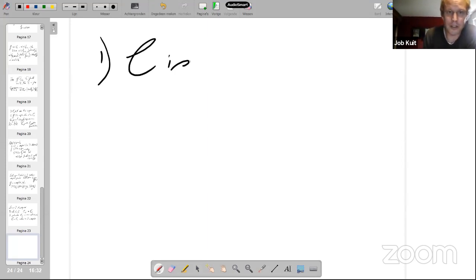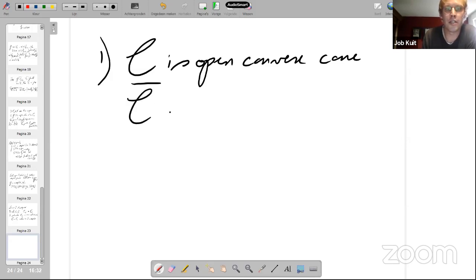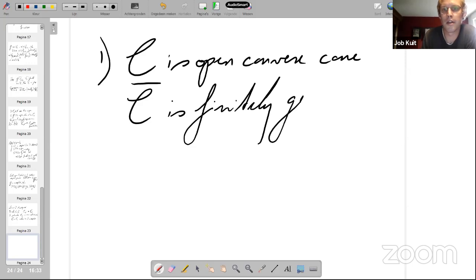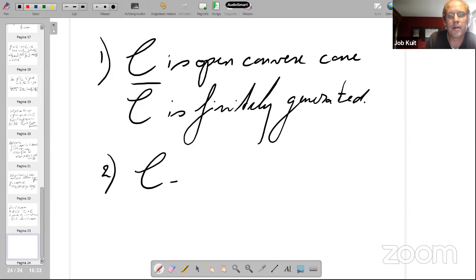So first of all, this cone itself is open and convex, and its closure is finitely generated. This is all rather easy to see. The second is that there are certain invariances. The closure contains a subspace a priori, which I call A_H.